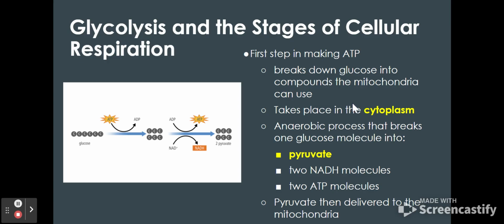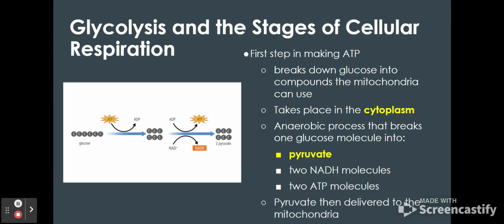Okay. Now, I want to talk about glycolysis. Glycolysis is the first step in making ATP. It takes glucose, the sugar, and breaks it down into a compound that the mitochondria can use. Now, this happens in the cytoplasm, outside the mitochondria.